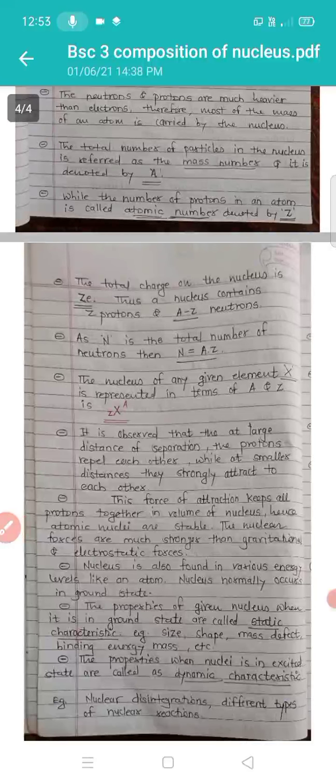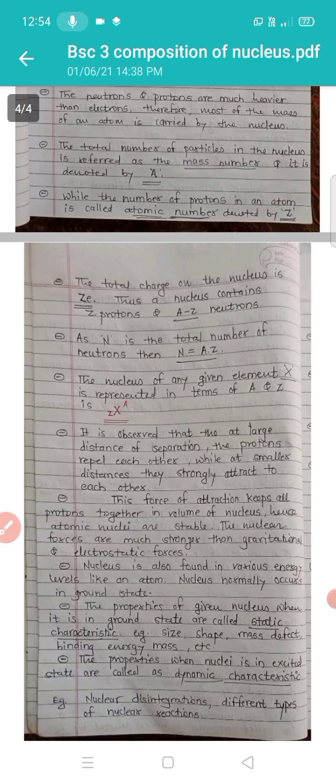Here we study the composition of the nucleus. The central core of an atom is named the nucleus. The dimension of the nucleus is about 10 raised to minus 14 meter or less. The nucleus possesses nearly the whole mass of an atom. The constituents of the nucleus are known as nucleons. The protons and neutrons are the constituents of the nucleus, and electrons revolve around the nucleus.